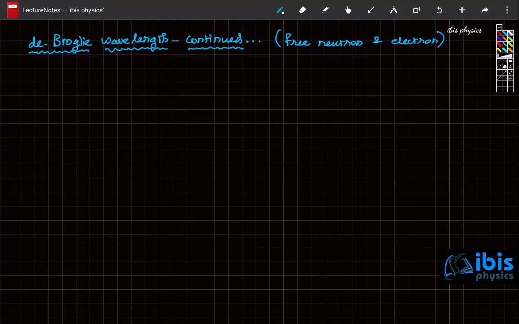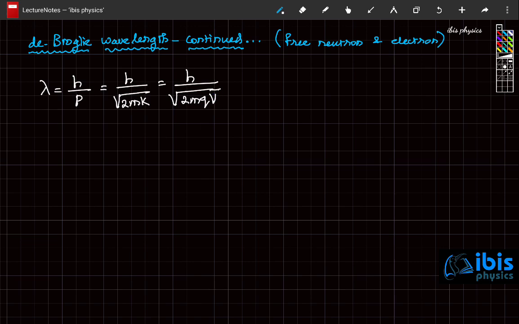To continue from the previous video, where the de Broglie wavelength is given as h by p, which we wrote as h by square root of 2m into kinetic energy, which can also be written as h by root of 2m into charge into potential across which the charge is accelerated. Now in this video we will write the de Broglie wavelength of a free neutron, and then we write that for an electron also. So what about the neutron?